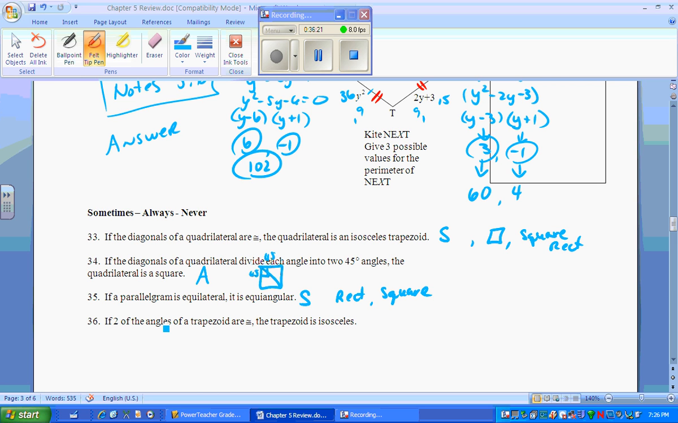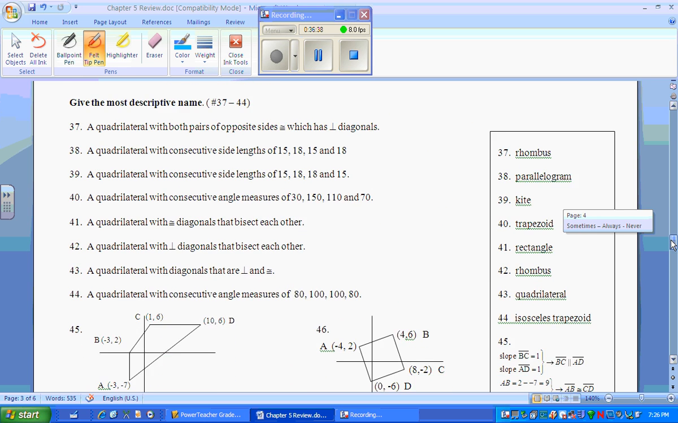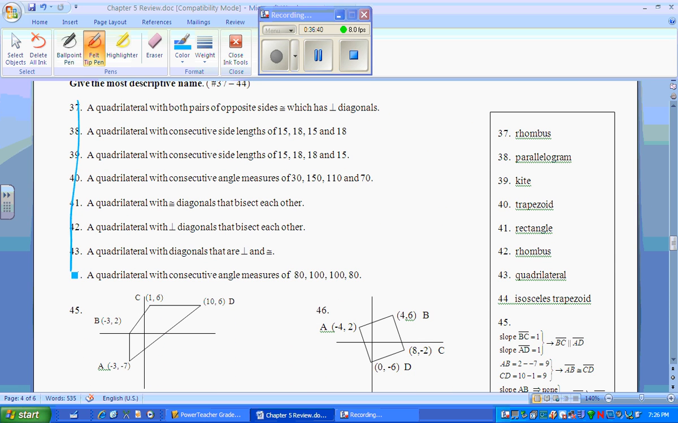And if two of the angles of a trapezoid are congruent, the trapezoid is isosceles. Once again, that's sometimes, because maybe you had the trapezoid that looked like this. This angle's 90, 90. It's still a trapezoid, but it's not isosceles. I allowed you to skip numbers 37 through 44 and 45 and 46.